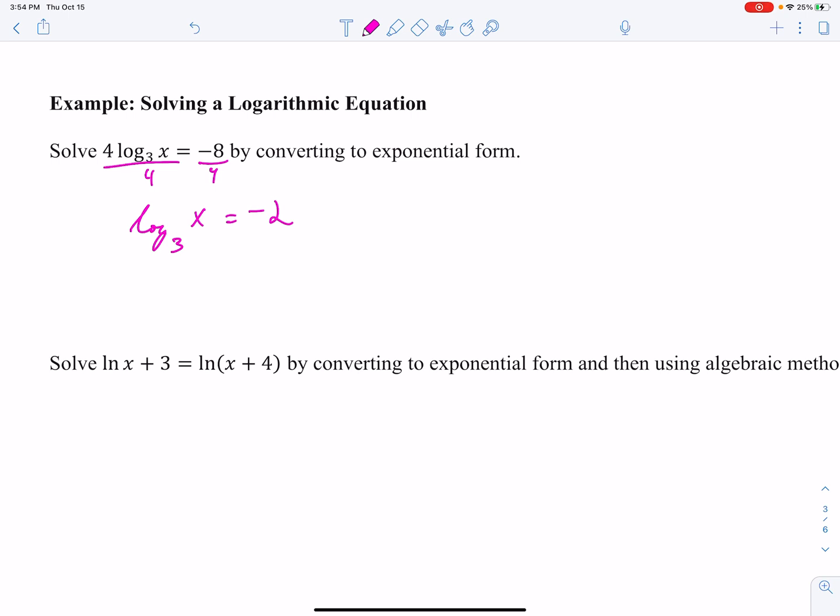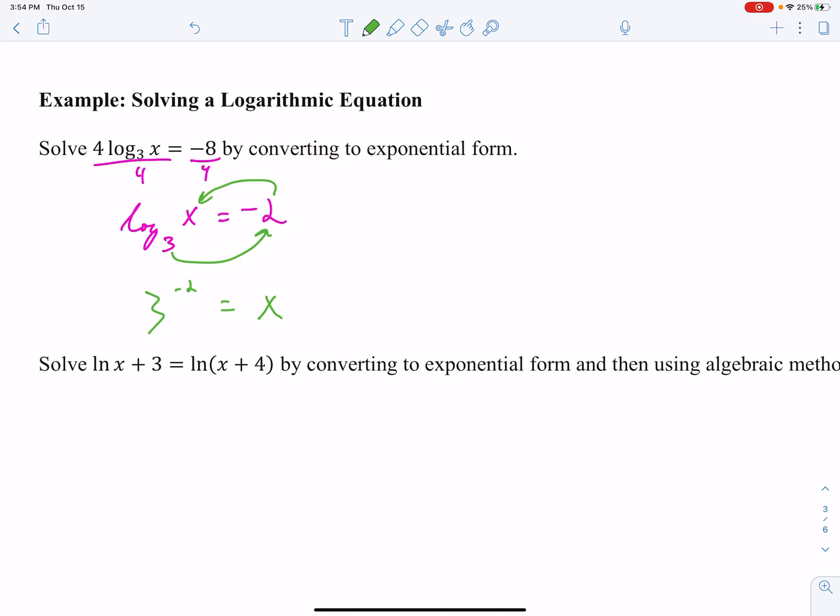All right, now we convert to exponential. We do that loop around just like that. So we get 3 to the negative 2 power equals x. So we know that x equals, remember, negative 2 power. A negative exponent means flip the fraction, right? So this will be 1 over 3 squared, which is 1 over 9. And again, you can always plug this in to the original, and it should calculate out.